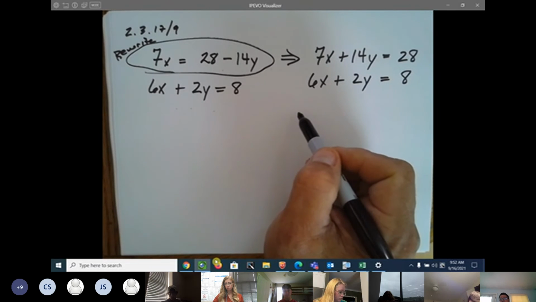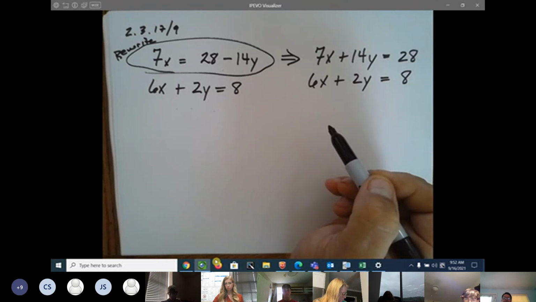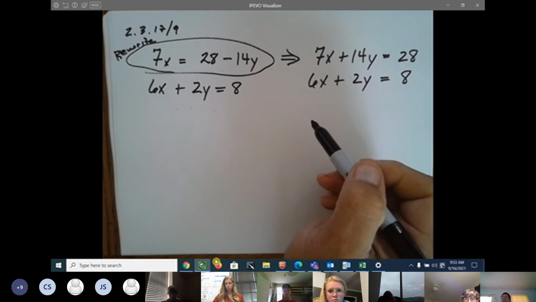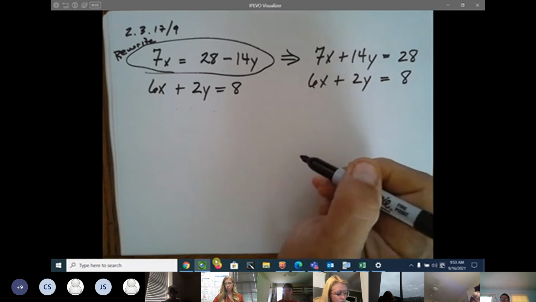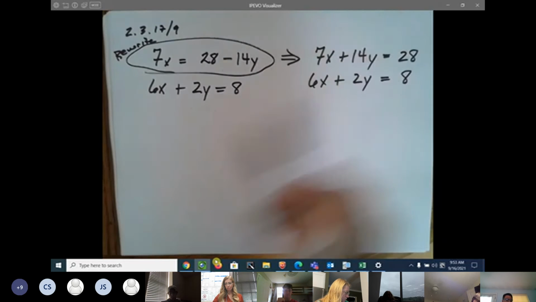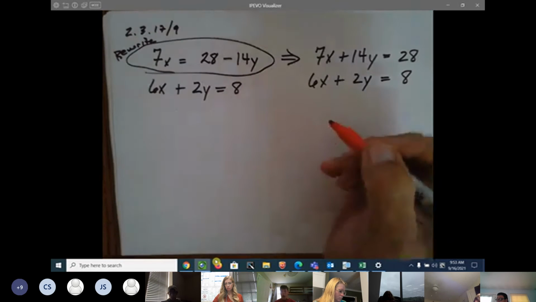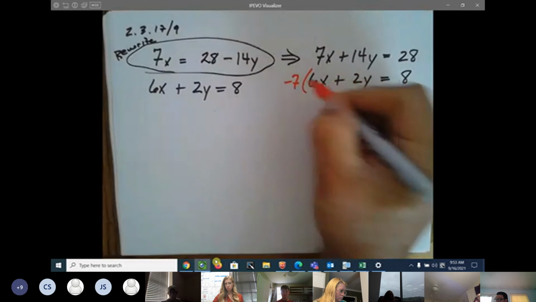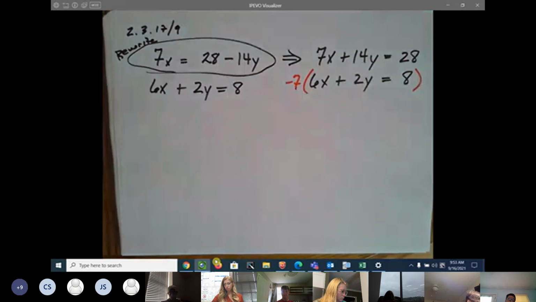Does anybody want to pick which would be the easiest variable to eliminate? The x or the y. The y. The y would be the easiest one to get rid of, because all you have to do is multiply the second equation by -7. And that would turn that into a -14, and that's the easiest way. You don't have to do it that way.